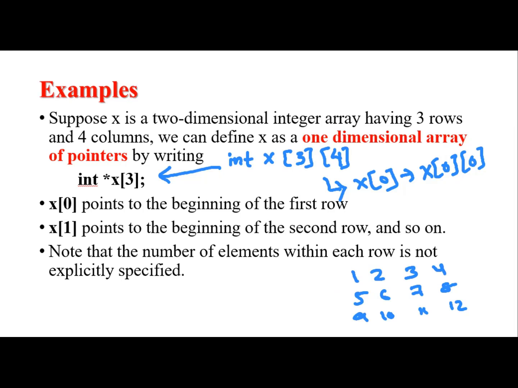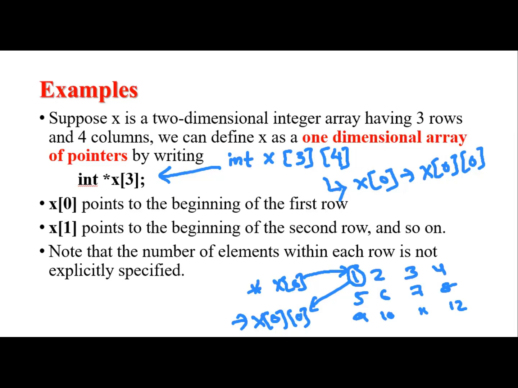Now we want to print. By saying x[0], it will point to the first element, which is this one. So that is x[0], row 0, column 0. This one just points to the address of this first element. Now if I want to print the value, I have to write the star.